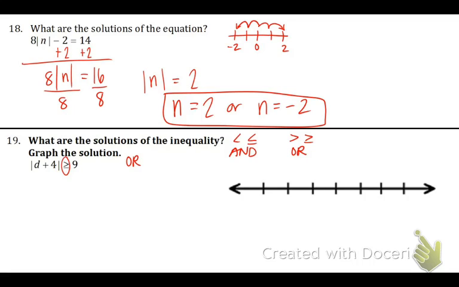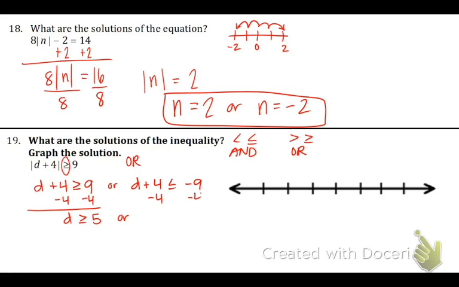So very first step when you have an absolute value inequality, you want to get rid of the symbols. So pay attention closely here. D plus 4 is greater than or equal to 9, or D plus 4 is less than or equal to -9. One step, -4 from all sides. So D is greater than or equal to 5, or D is less than or equal to -13.